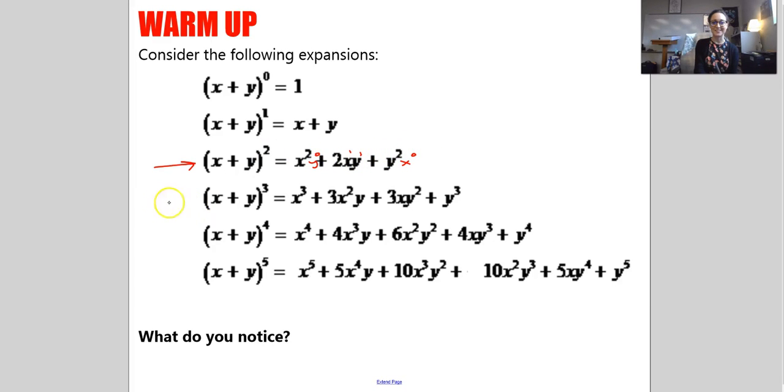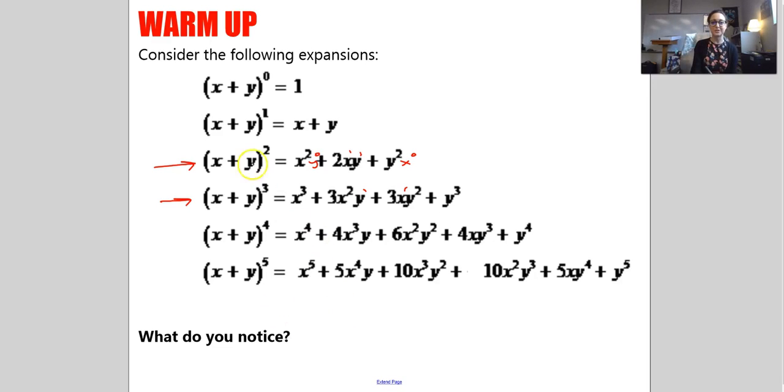If we look at this one, again, my x terms start with the power of 3, and then they go down. Here's x to 3, 2, 1, and then 0, right? And y's go the other way around. y to the 0, 1, 2, 3, okay? So those parts I think are fairly predictable. What's going to go on with, in this case, my x and my y.